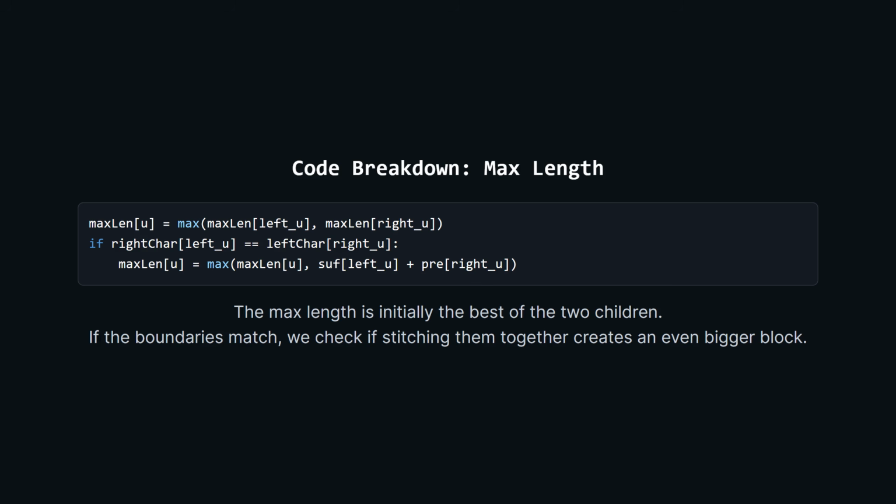To find the maximum length, we first assume it's simply the biggest block found in either child. But again, if the boundary characters match, stitching the left suffix and the right prefix together might create an even larger block, so we check if that combined length is our new maximum.